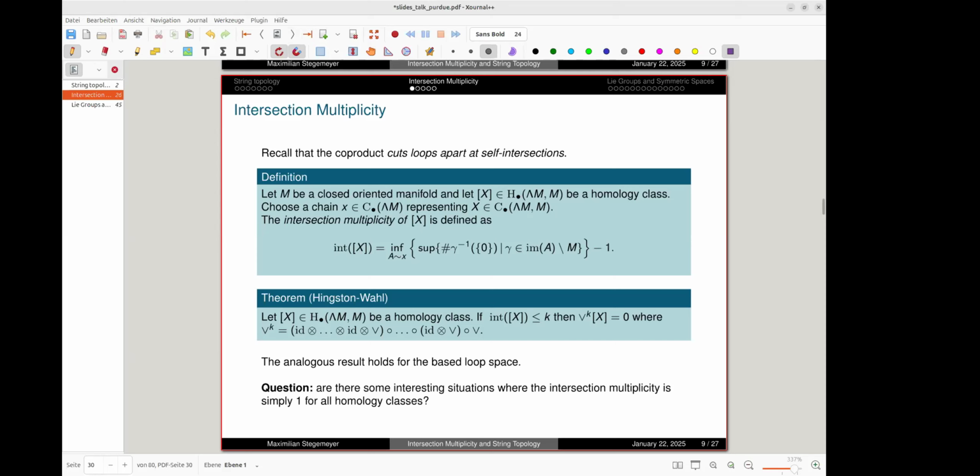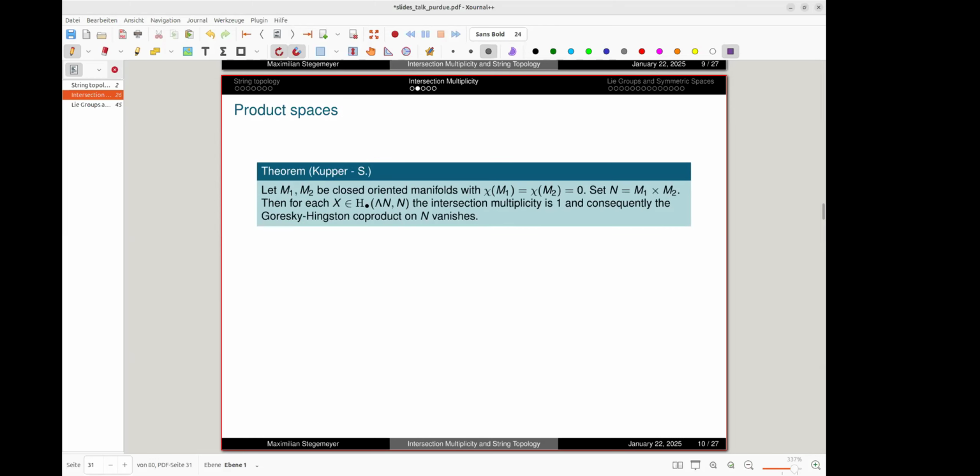Now a question that I want to talk a bit about is: can we find situations where the intersection multiplicity is simply 1 for all classes? Of course, the answer will be yes, and I will present a few results where we can simply show that for all homology classes we have intersection multiplicity 1. Then it immediately follows that the coproduct is just trivial. Okay, the first thing is about product spaces.